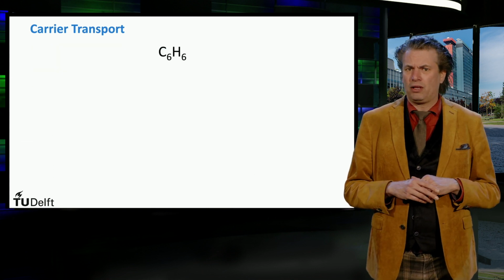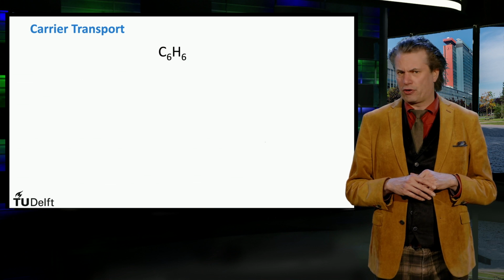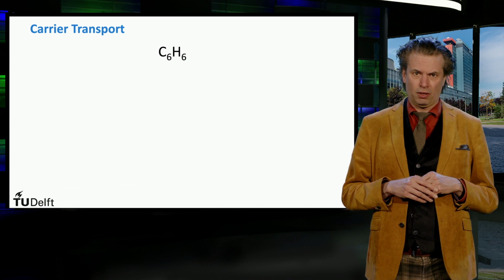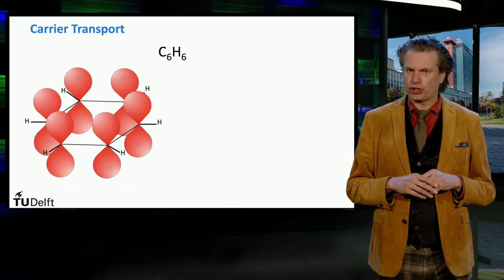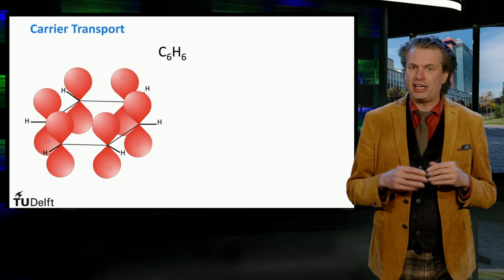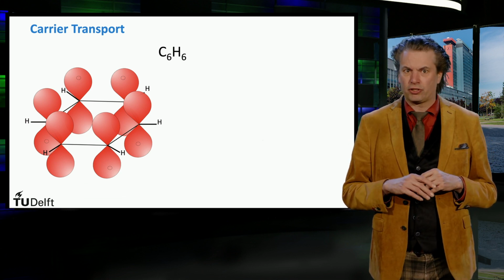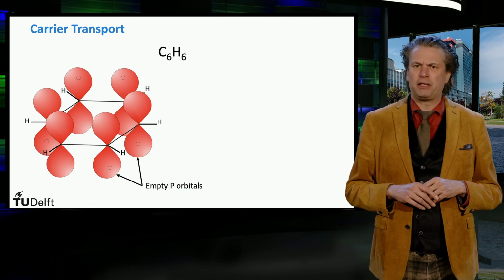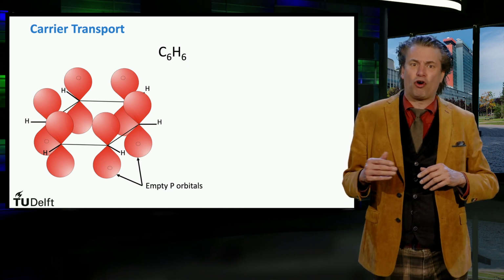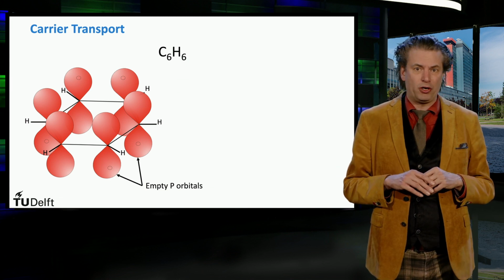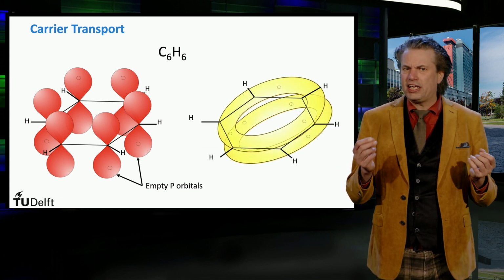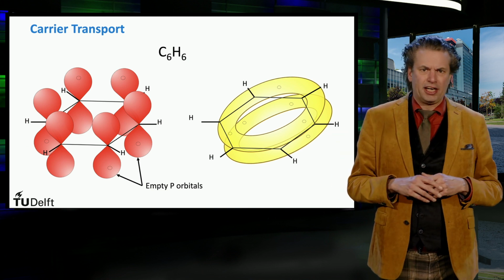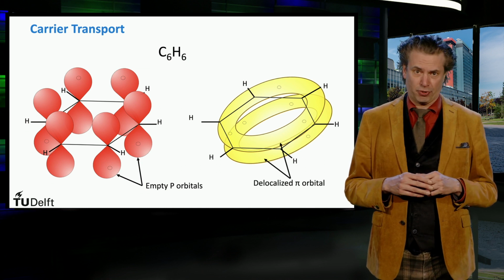In another example, benzene with an empirical formula of C6H6 has alternating double bonds in its structure, denoting the presence of free non-bonded p orbitals on neighboring carbon atoms. Intermixing of these empty pz orbitals results in the formation of delocalized p orbitals. This delocalization of p orbitals allows the free movement of charge carriers, thereby allowing carrier transport.